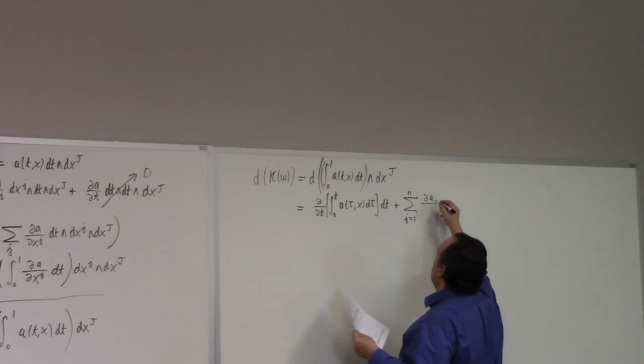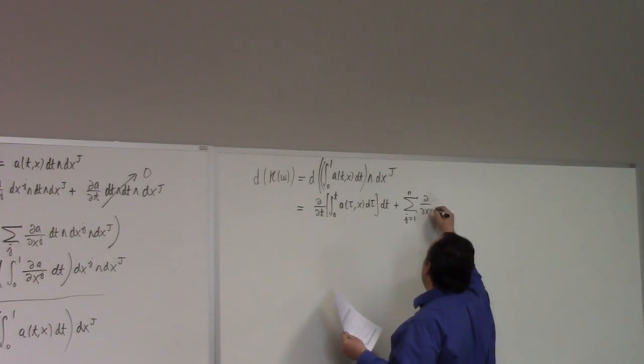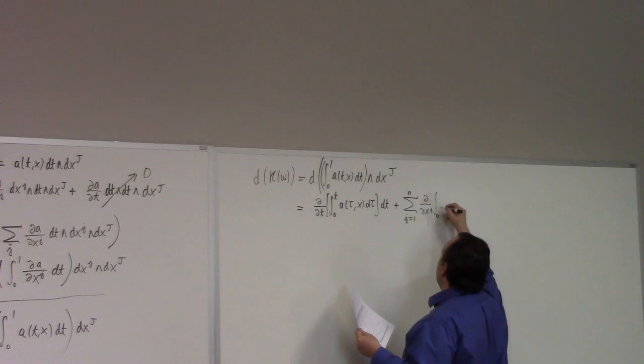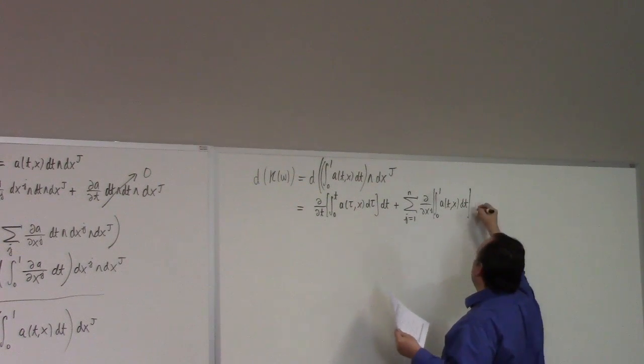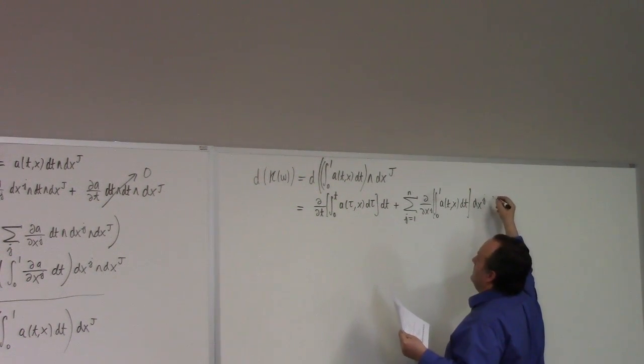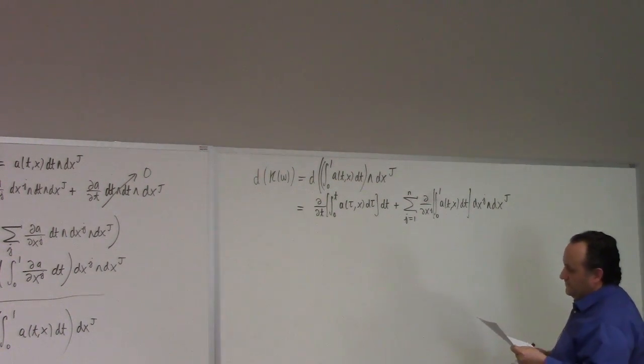a, partial x j of the integral from 0 to 1 of a of t comma x dt, dxj wedge dx big J. All right.